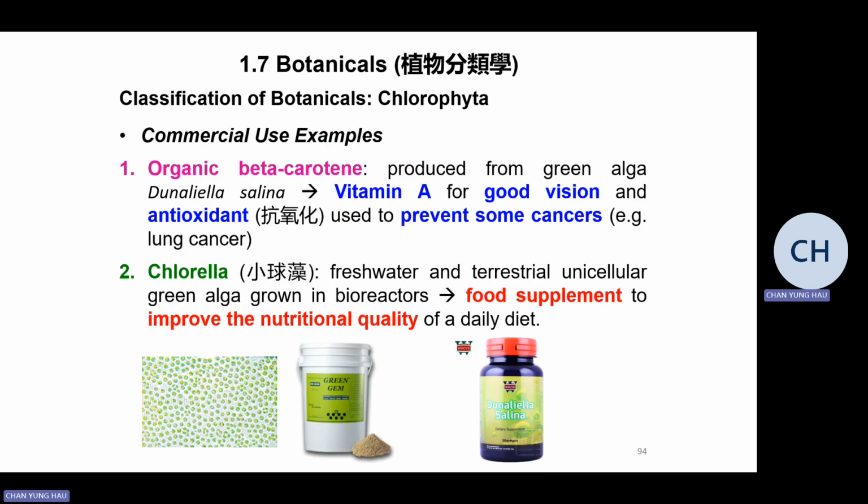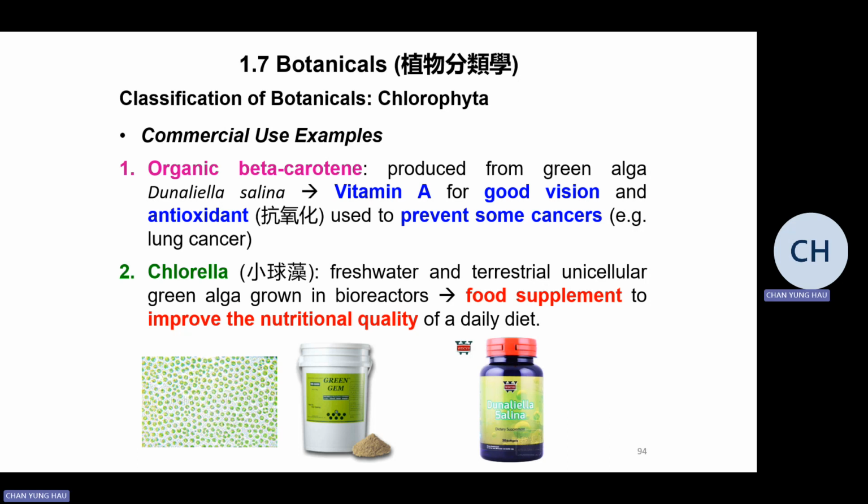Some commercial uses of Chlorophyta are especially in food supplements. The first one is what we call organic beta carotene, which is the main extract produced from green algae. Beta carotene is a kind of vitamin A. Of course, vitamin A is good for our vision, and it is an antioxidant used to prevent some cancers.